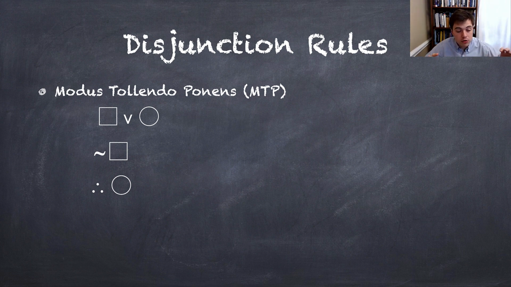In other words, this inference is telling us that if you have a sentence that says, here are your two options, P or Q, and then you have another line in which you know, well, P is not the case. Because you know that either P or Q must be true, and you know that P isn't true, well, Q must be true. That's the structure of MTP. It's a kind of process of elimination argument.